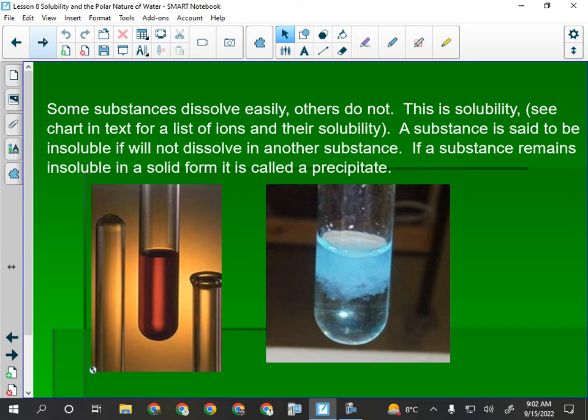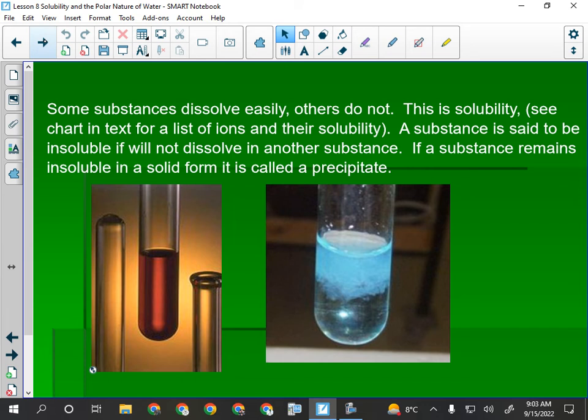A substance is said to be insoluble if it will not dissolve in another substance. So insoluble means it won't dissolve, which is one of those weird things in the English language, right? Inflammable means flammable. Insoluble means it doesn't dissolve. Just know that if it's insoluble, it's not going to dissolve.